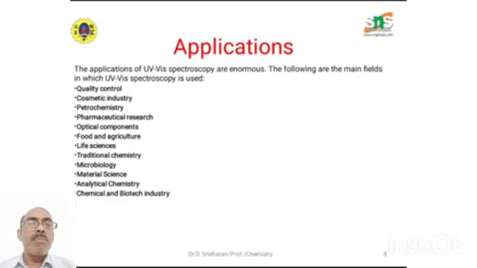Applications of UV visible spectroscopy. It can be used in quality control for production industry, chemical production industries, pharma industry, cosmetic industry, petrochemical industry, pharmaceutical research, optical components, food and agriculture, life sciences, and the basic chemistry research in various areas, microbiology, material science, analytical chemistry, chemical and biotech industries, etc.